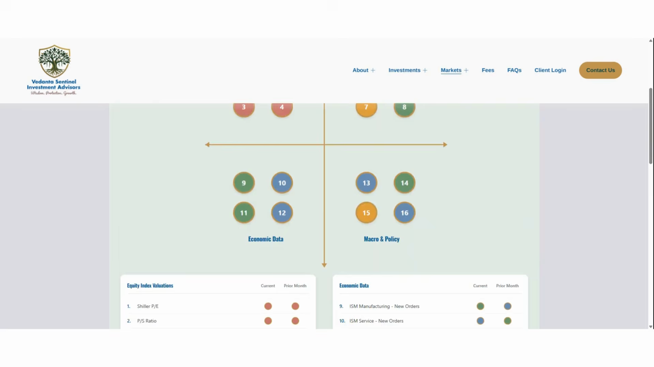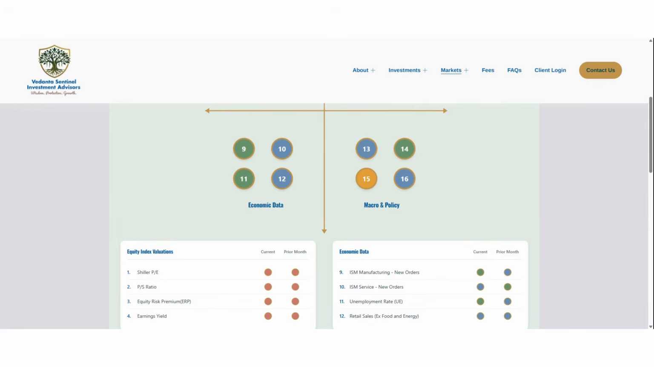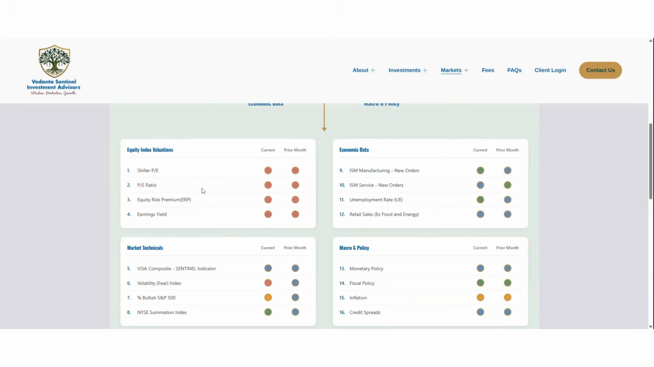The first four data points we use are the market index valuations. We use S&P 500 index valuations here to measure the current picture: Shiller PE, price to sales ratio, equity risk premium, and earnings yield. And we do provide a comparison of what the indicator data point is doing in the current month versus the prior month, so you get a moving picture. Currently, the market valuation picture has been unfavorable for quite a few months now.